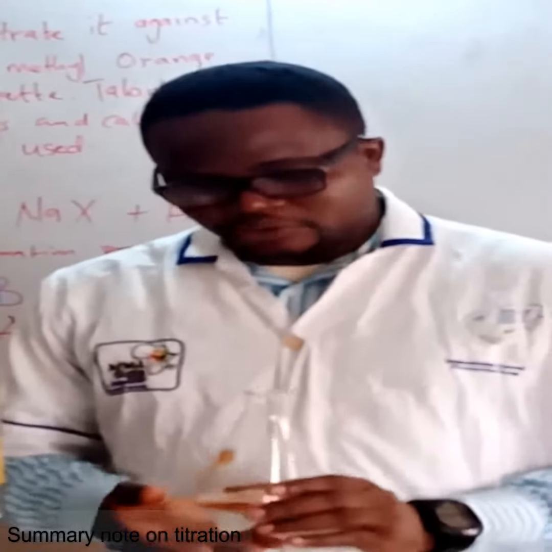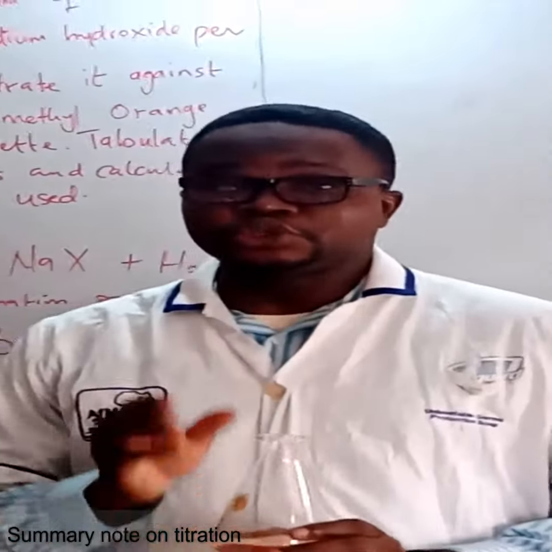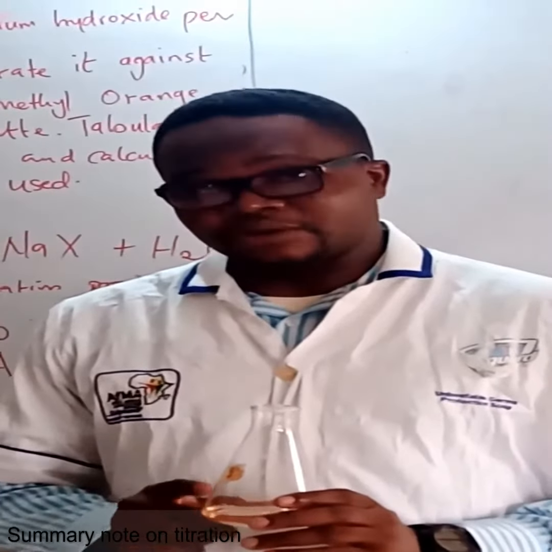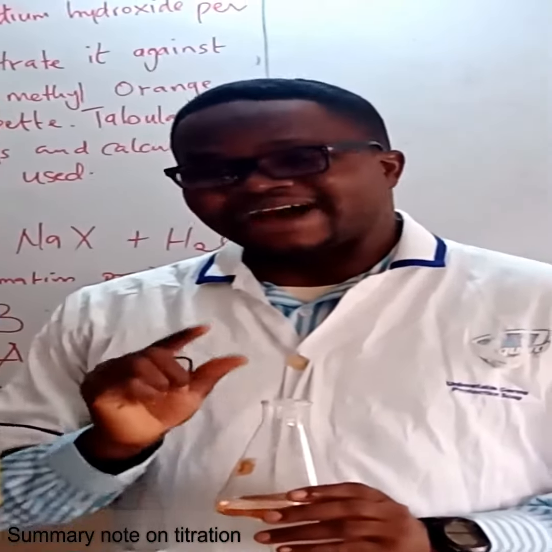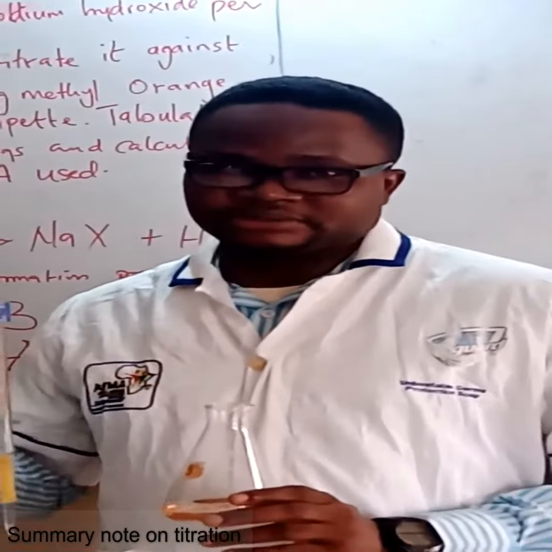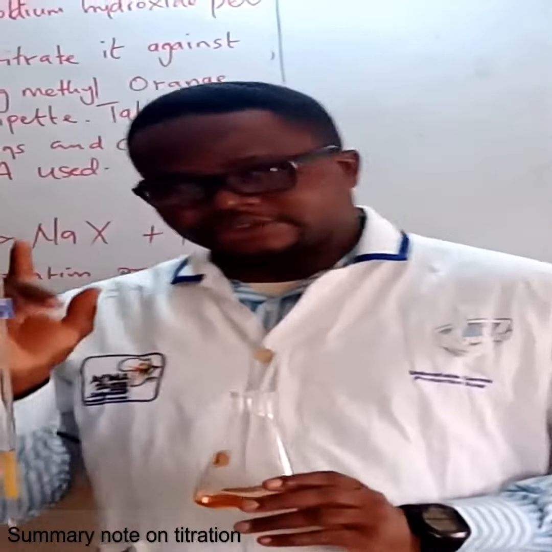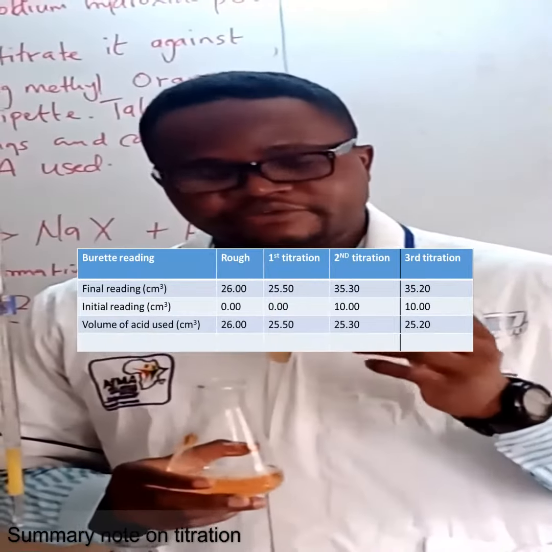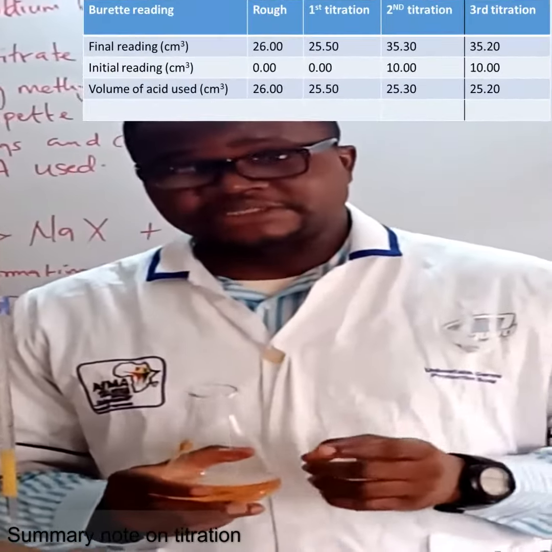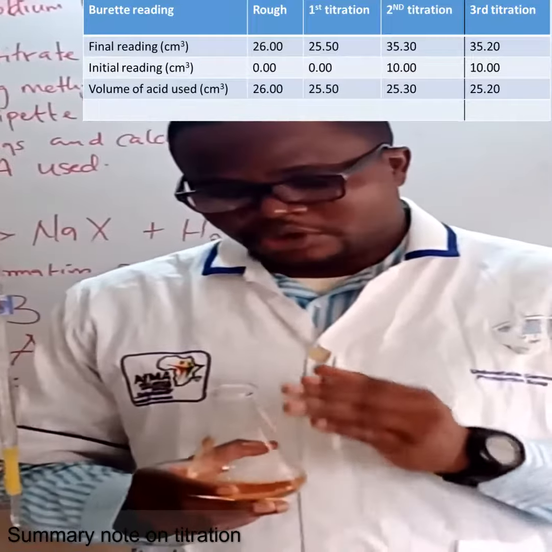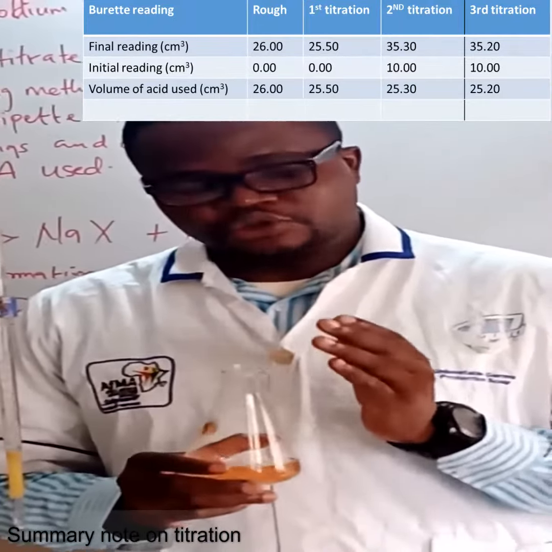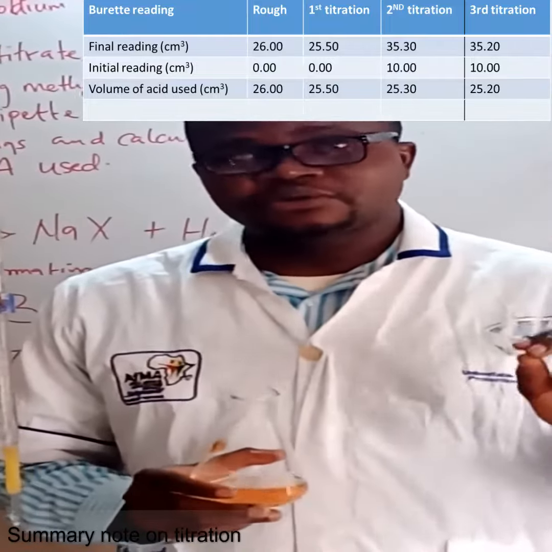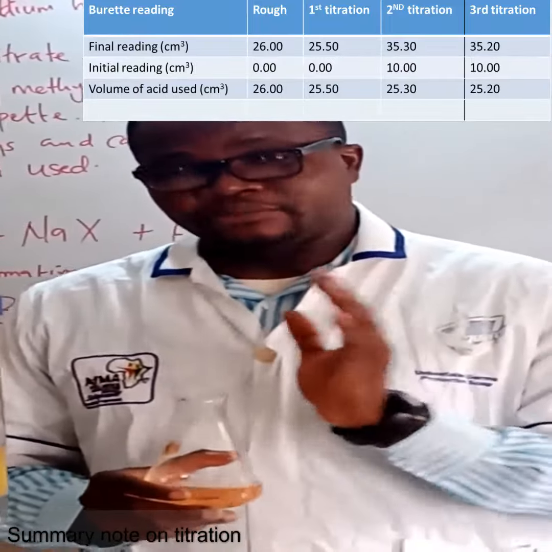Okay, now to calculate the volume of acid used, which you are going to use for your final calculation, you are going to find the average of the titre. So now if you check your record, as you can see on the screen, you have your rough value, you have the first titre, you have the second titre, you have the third titre. So to find your average, you have to use only the first, the second, and the third titre value to calculate. So you are going to add them up.